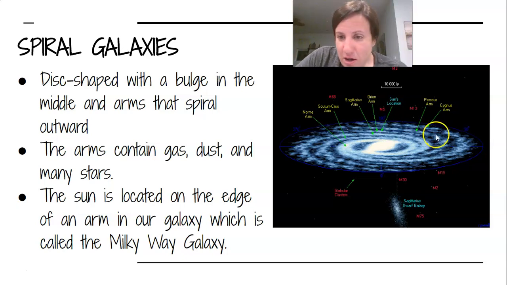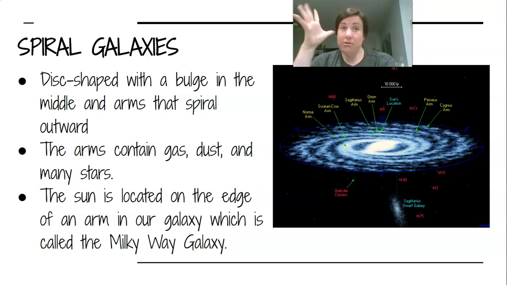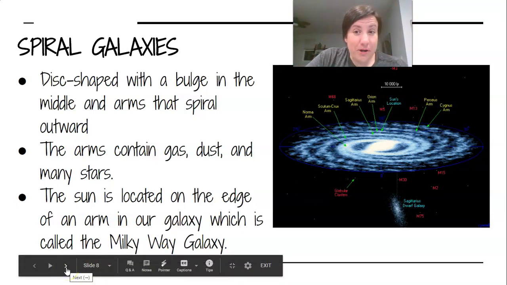But we are here on an arm, and so there are many stars in the Milky Way galaxy. And that's typically what you're seeing when you look in the sky. You're seeing the stars of our galaxy, not just of our solar system, because there's only one, the sun. You see that every day. But you are also seeing stars from our galaxy.